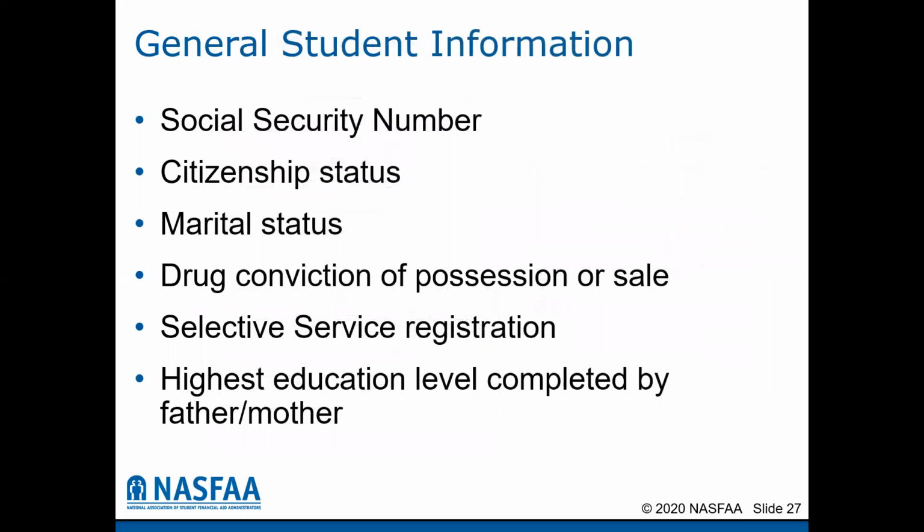When a student's filling out their FAFSA, some information they'll need includes their social security number, citizenship status, marital status, information about any drug conviction of possession or sale, their selective service registration information for students assigned male at birth, highest education level completed by their parents.